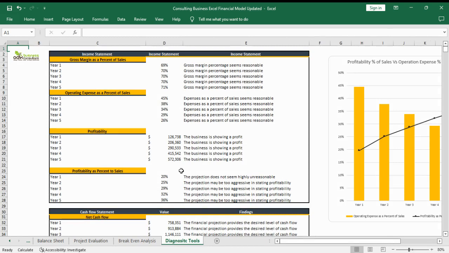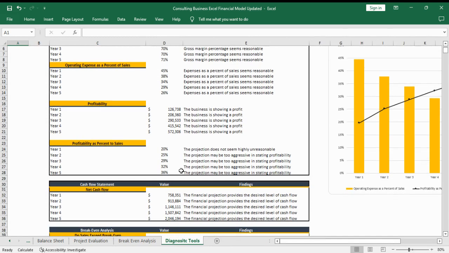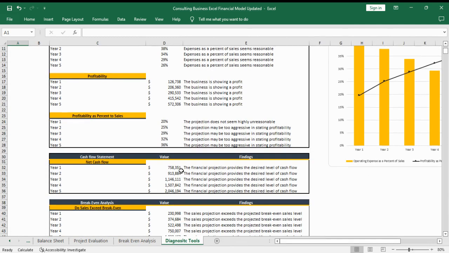Diagnostic Tools evaluates some of the key performance indicators of the business against industry standards for each year and gives an opinion if the business is performing normally or if there are any issues.